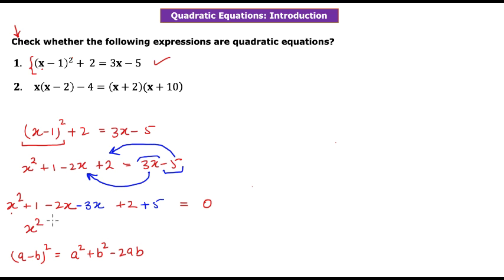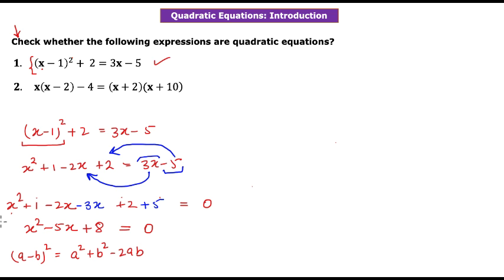Let's write it down. The x part, which is negative 2x and negative 3x, becomes negative 5x, correct? And then we have three constants, plus 1, plus 2, and plus 5, and together all of them will be equal to 8, and this whole thing is equal to 0.